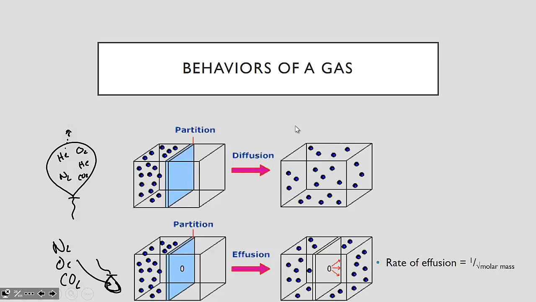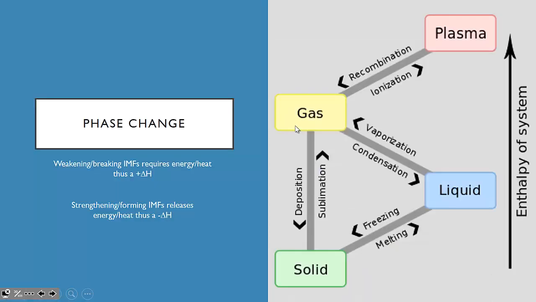This rate of effusion, being inversely proportional to molar mass, is known as Graham's law. Graham's law simply states that the rate of effusion is inversely proportional to molar mass. So large molecules like nitrogen, oxygen, carbon dioxide will effuse slower than helium. Now, changing these intermolecular forces ultimately results in a phase change.